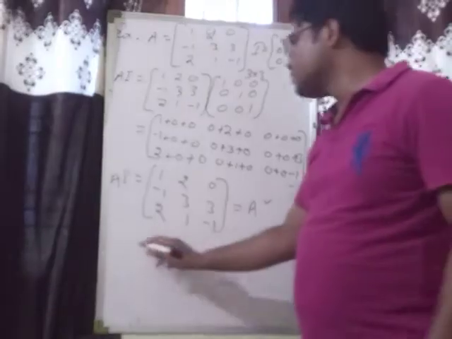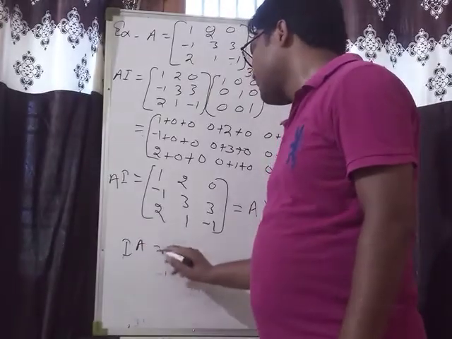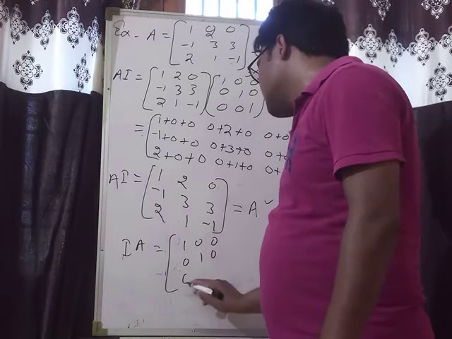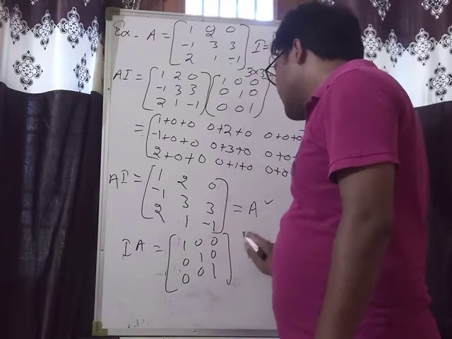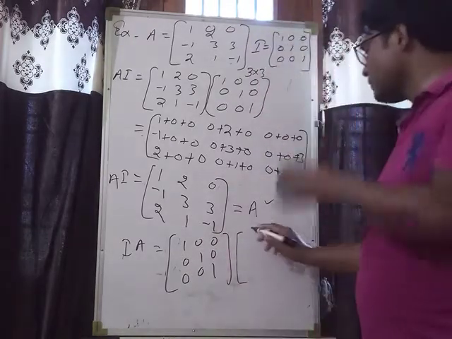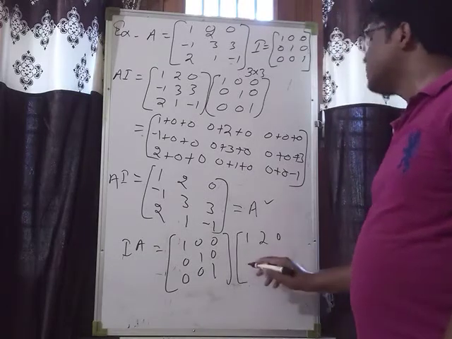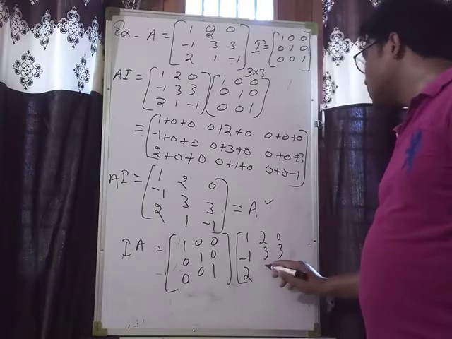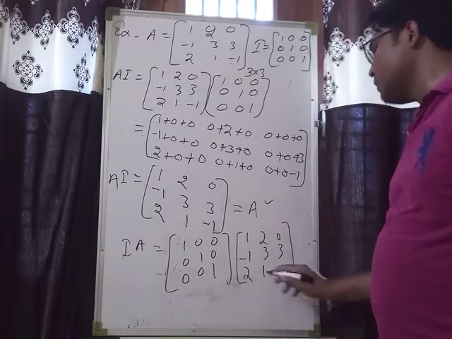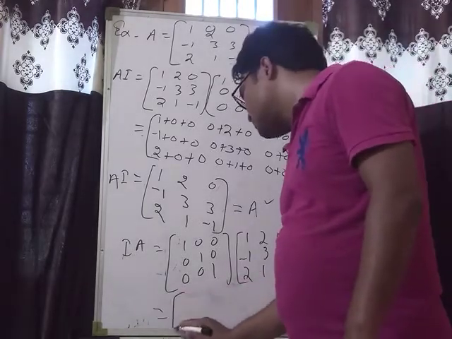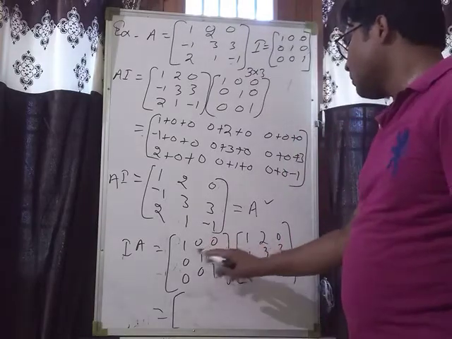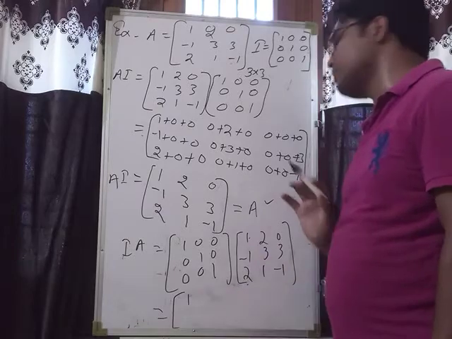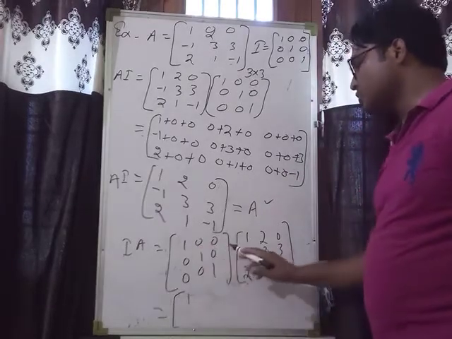Now I am going to check I into A. I is [1 0 0; 0 1 0; 0 0 1], and A is [1 2 0; -1 3 3; 2 1 -1]. Now multiply these two matrices. 1 into 1, 1, 0 into 0, 0, 0 into 0, 0. That will be 1. Now first row, second column.